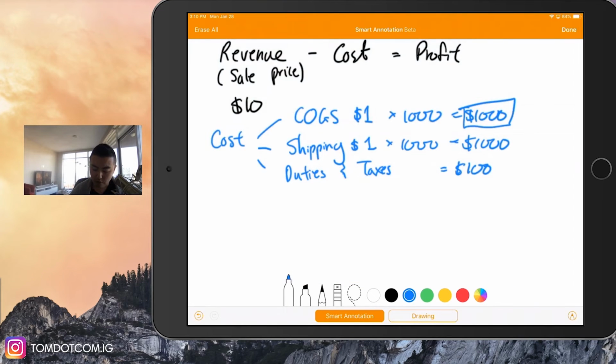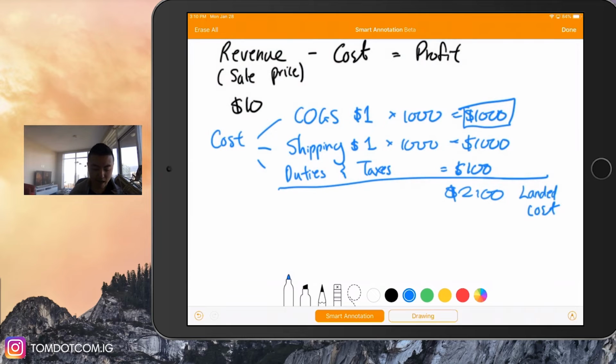Now, our cost over here is going to be $2,100 because we just add this all up, right? This is what we call landed cost. Because what this is really saying is, hey, how much does it cost for these 1,000 garlic presses to get shipped from China to USA? Okay, so that is part of our cost.